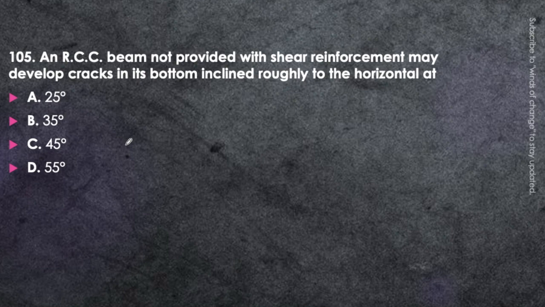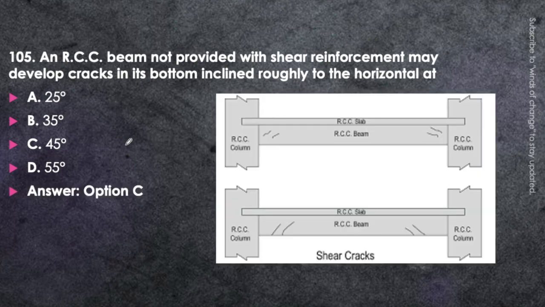Just think about it. Very easy question. There will be diagonal tension developed and a diagonal crack will develop in it. So it will be at an angle of 45 degree. That is option C will be correct. These are the diagonal cracks that will develop.